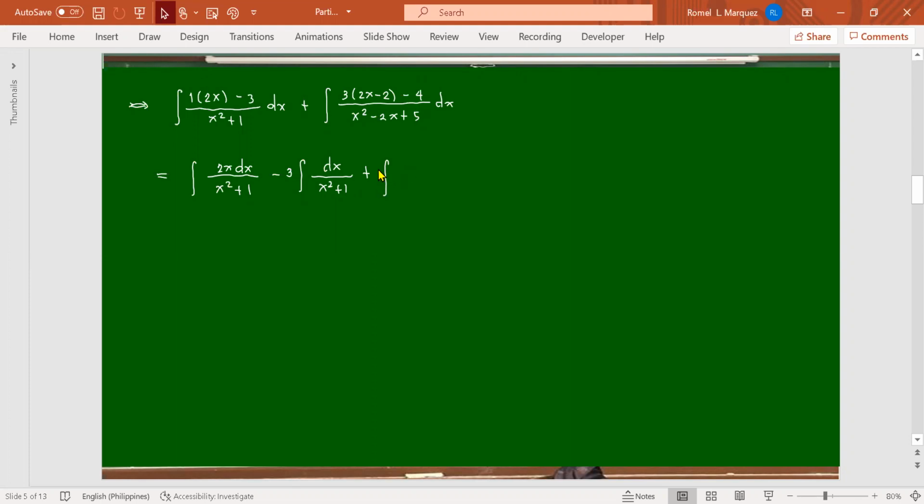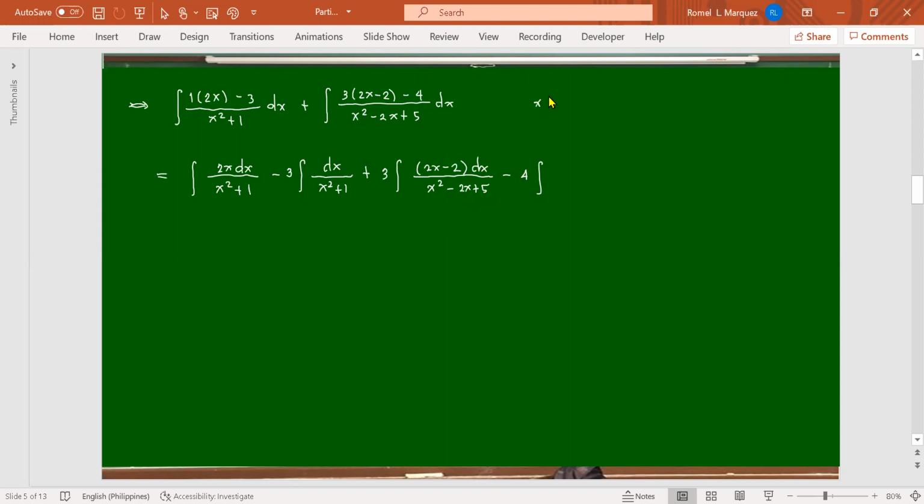So we can put the 3 out. Let's put the 3 outside, times the integral of (2x minus 2) dx all over, so we split this also, all over x squared minus 2x plus 5. So this is the integral of du over u. And then the last one, we have minus 4 times the integral of.